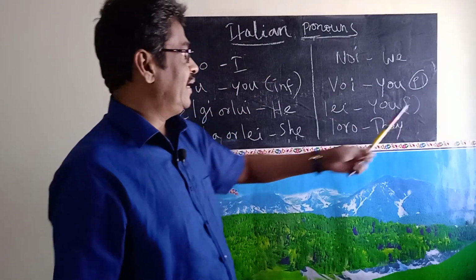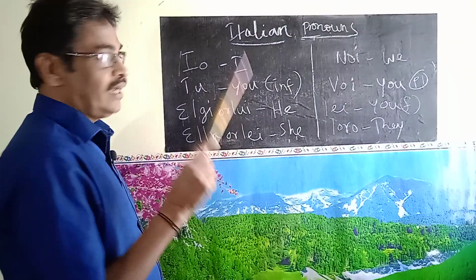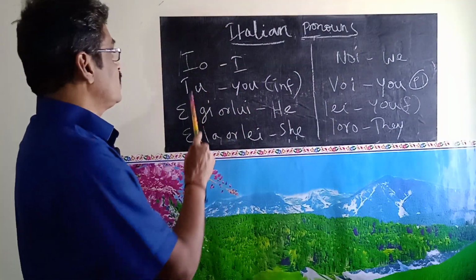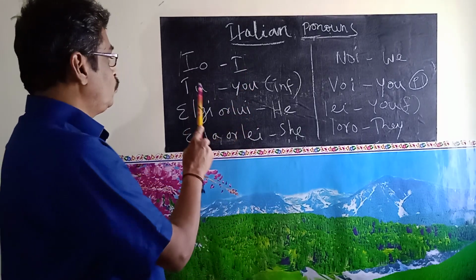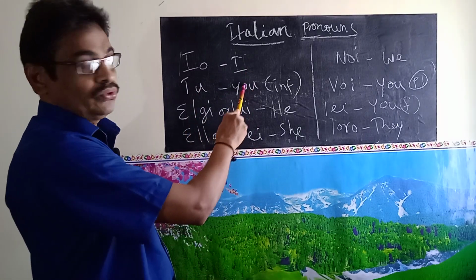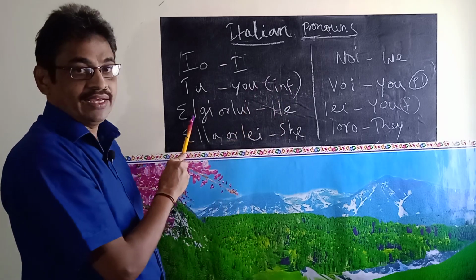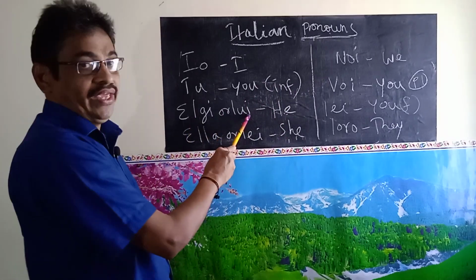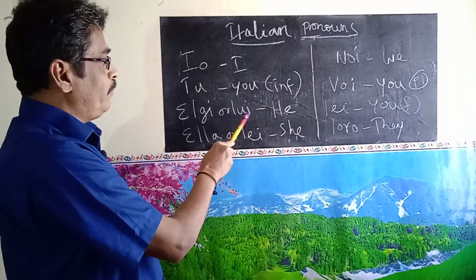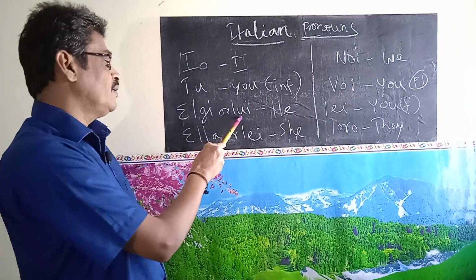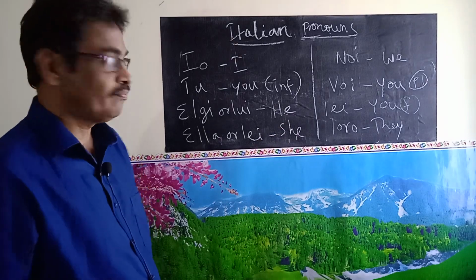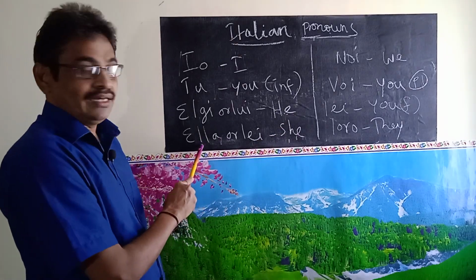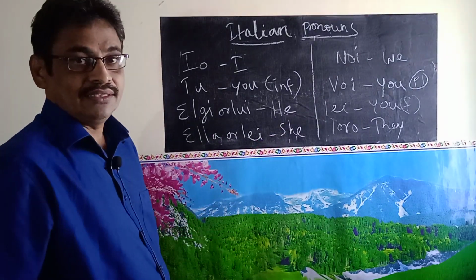Loro. They. Once again I am repeating. Please listen and you also pronounce. Io. I. Tu. You. This is informal. Lui or Louis. So Louis will be often used. Okay. But you can use both. Lui or Louis. He. Ella or lei. She.